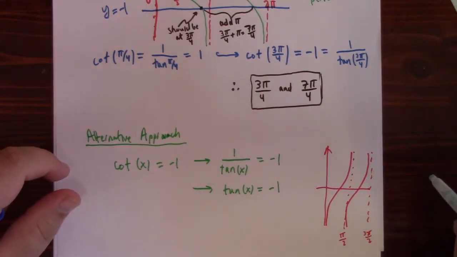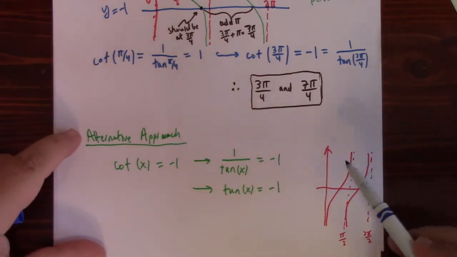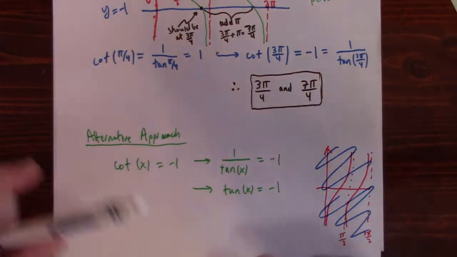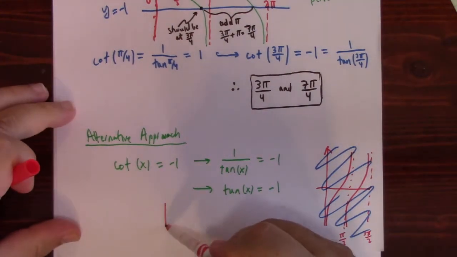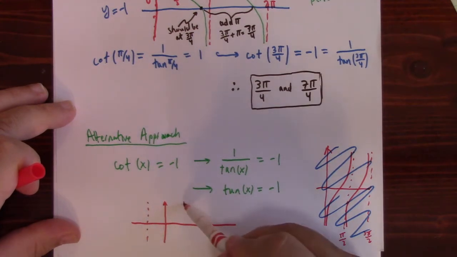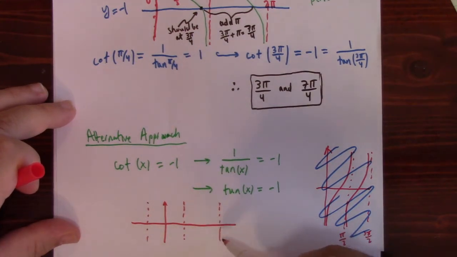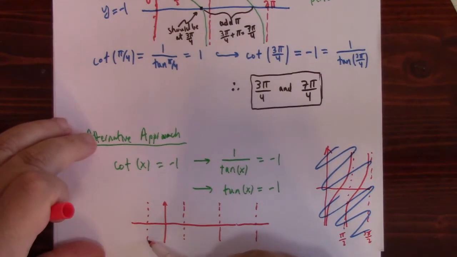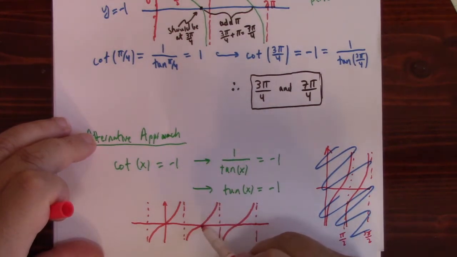oh, I've not drawn the tangent correctly. See, this is why you shouldn't hurry. So what's tangent look like when you draw it correctly? Dummy. Alright. So it's got vertical asymptotes here, here, here, here, right? And the graph of tangent is like this, right? Where this is at pi, 2 pi, etc.